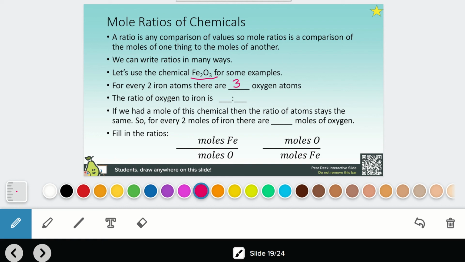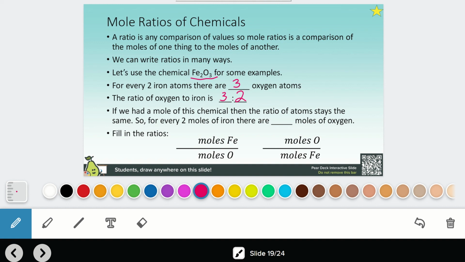We can also write the ratio of oxygen to iron. So there are 3 oxygen for every 2 iron. So that's our ratio of oxygen to iron. We can also write them with a colon in the middle, so you might see it written that way.